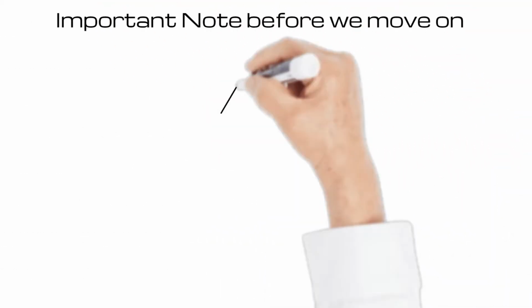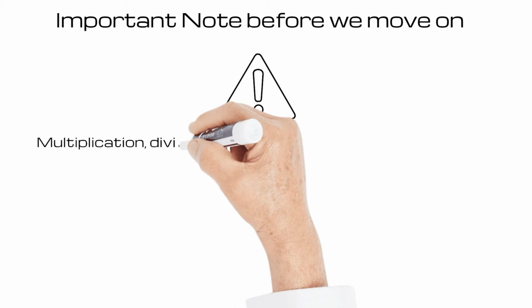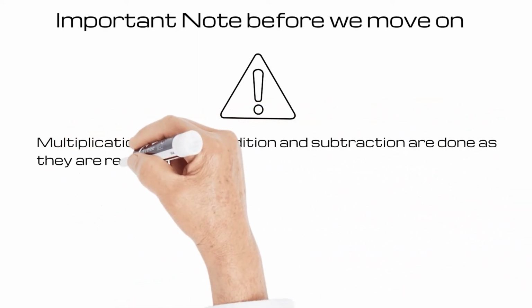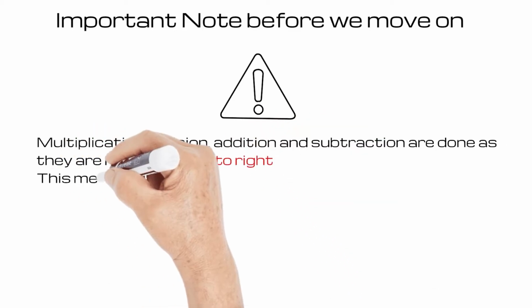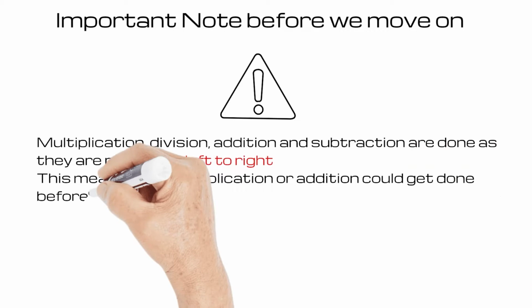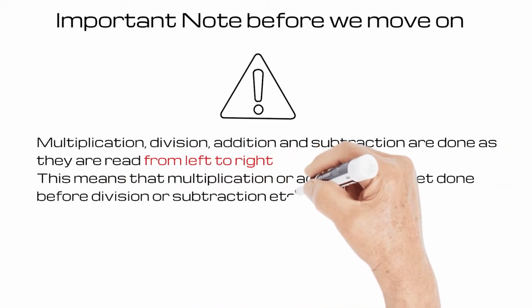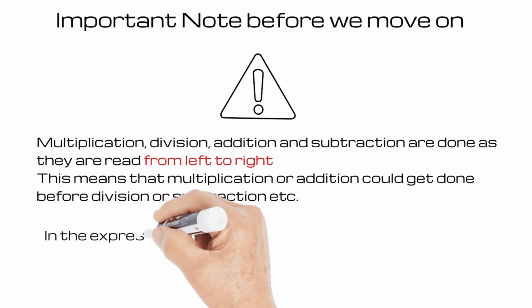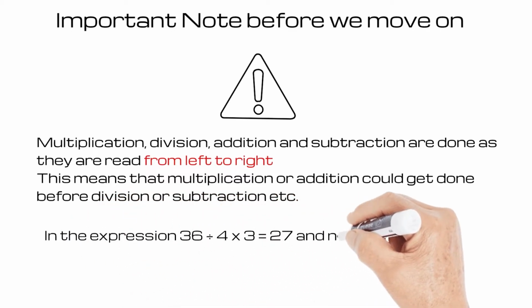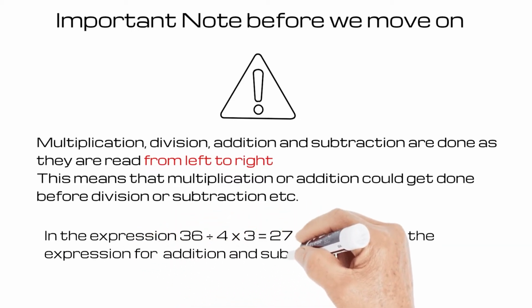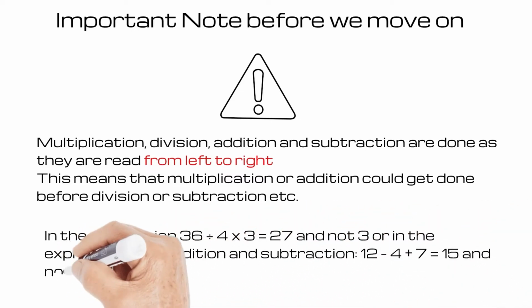Multiplication, division, addition, and subtraction are done as they are read from left to right. It is not always the case that multiplication or addition get done before division or subtraction. This is a fundamental understanding that must be carried out at all times. In the expression 36 divided by 4 multiplied by 3 should equal 27 and not 3. Or in the expression for addition and subtraction, 12 minus 4 add 7 should equal 15 and not 1.